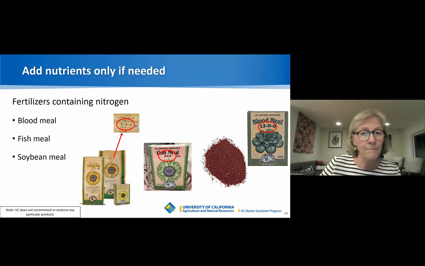ammonium sulfate. So I should have mentioned earlier, but I'm going to mention now, that I have these images in the slides, but University of California does not recommend or endorse any particular products. These images are here as examples only.